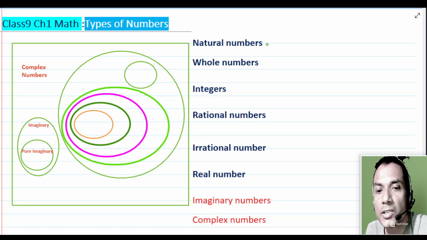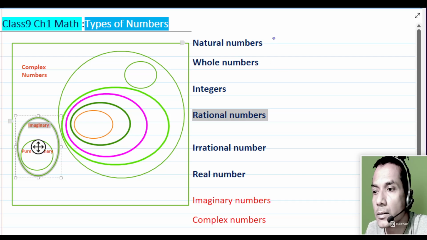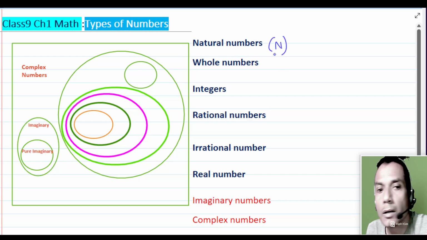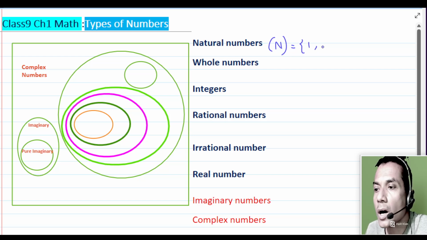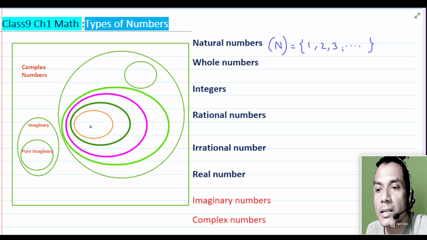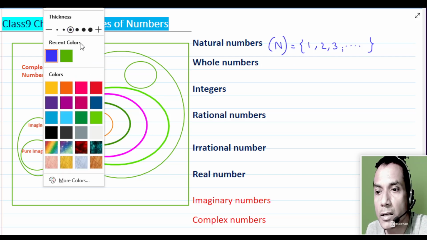So what is a natural number? Natural number is denoted by N. The natural numbers are all the counting numbers. It is the set of all counting numbers: 1, 2, 3 and so on. Clear? So natural numbers can be represented in this diagram here. This is the natural number.